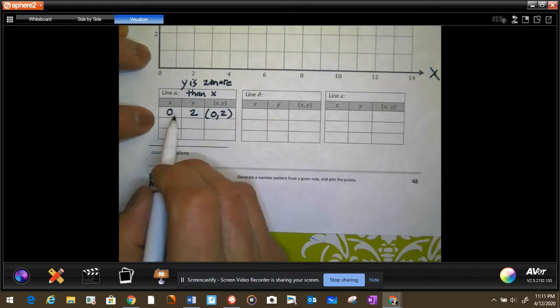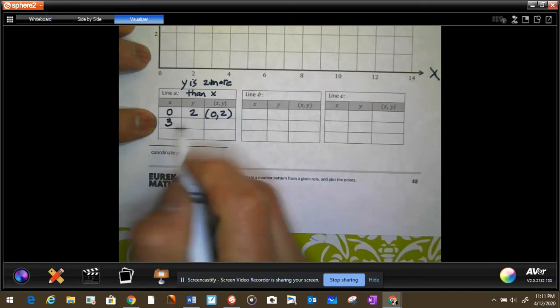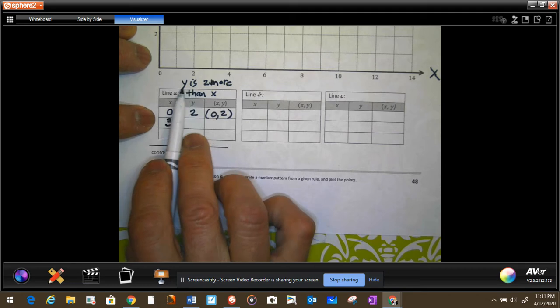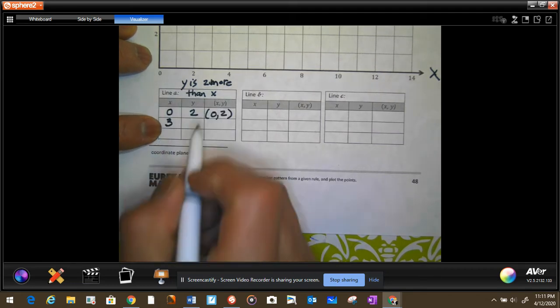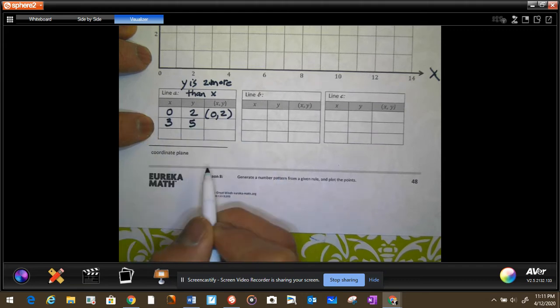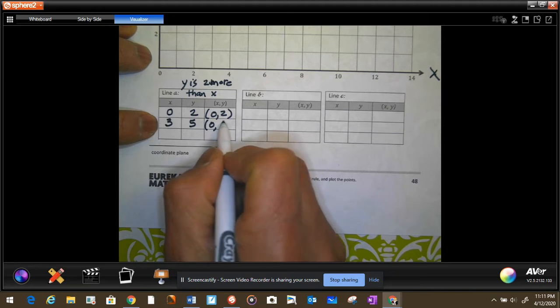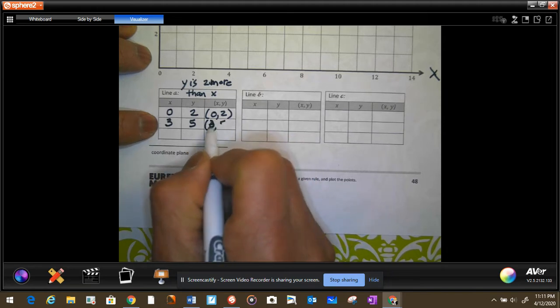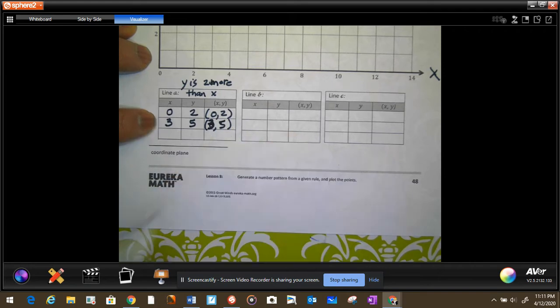Now let's choose just another number. It can be a 3, a 2, a 5. We're going to choose the 3, and we follow the rule. Y is 2 more than x, so 2 more than 3 makes y a 5. Now we have the second pair of coordinates. This is a 3, my apologies, and this is a 5.